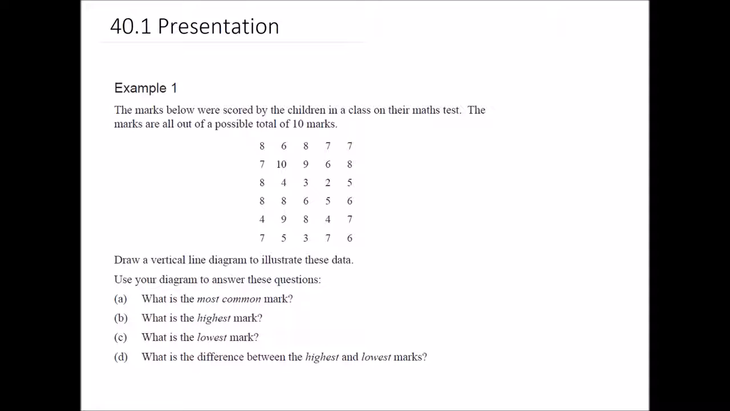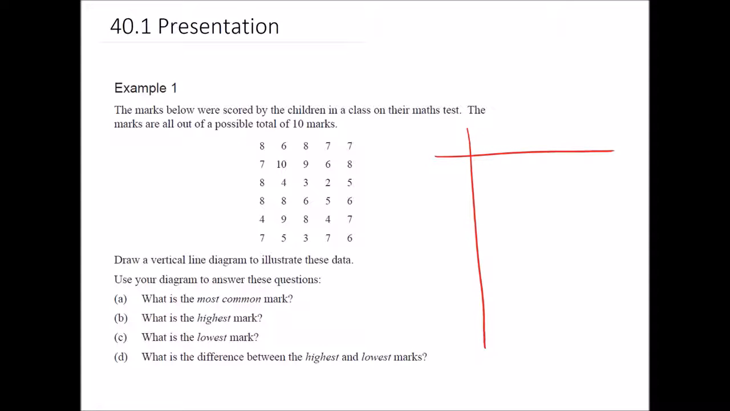So we can see the marks below were scored by the children in the class on their maths test. The marks are all out of a possible total of 10 marks. So there we go, we've got these marks. We've got to draw this thing called a vertical line graph. So the first thing to worry about is to put this into a tally chart, and that way we're going to organize our data.